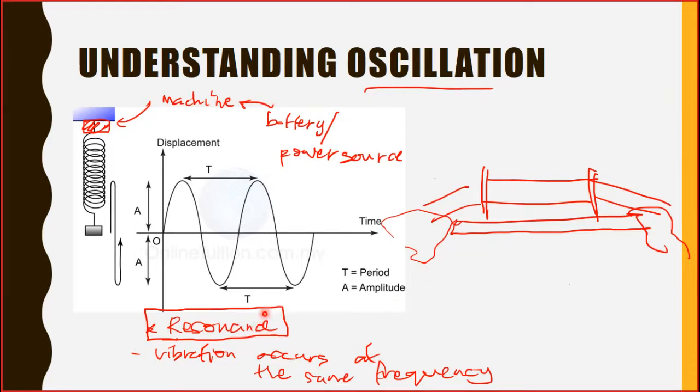Another kind of resonance that I can remember is an opera singer trying to match the glass. If you match the glass frequency, the glass will eventually break. Why? The same thing happens. If the frequency of the sound that you create matches the natural frequency of this glass, the glass amplitude will become higher and higher, and due to resonance, it will actually break.